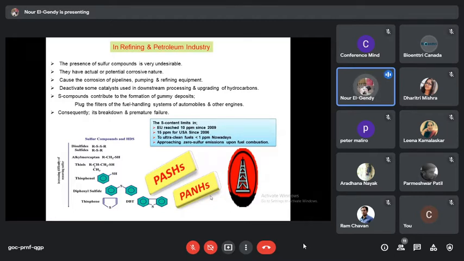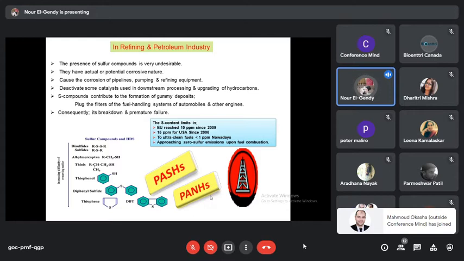It's very important to know that there are now stringent regulations all over the world to decrease the sulfur content in transportation fuels. It has been reduced to 10 ppm by the European Union by 2009, and 15 ppm for the USA since 2006, and ultra clean fuels all over the world are now recommended to decrease the problem of climate change and greenhouse gas emissions. Approaching zero sulfur emission upon fuel combustion is our aim all over the world now.